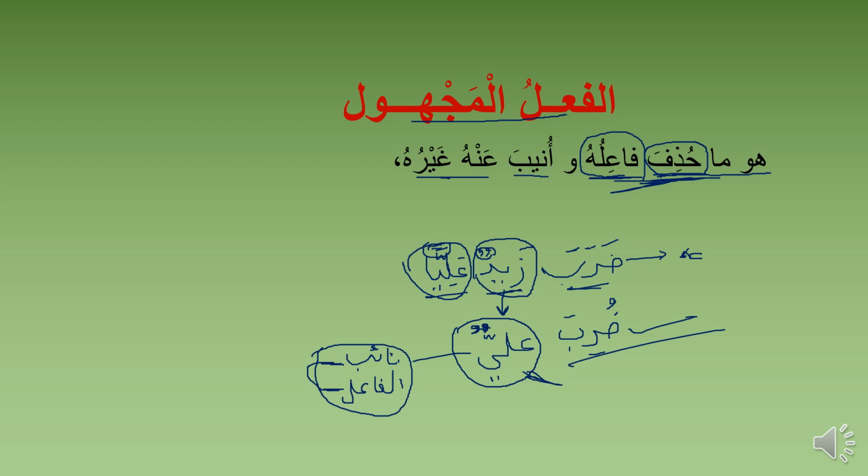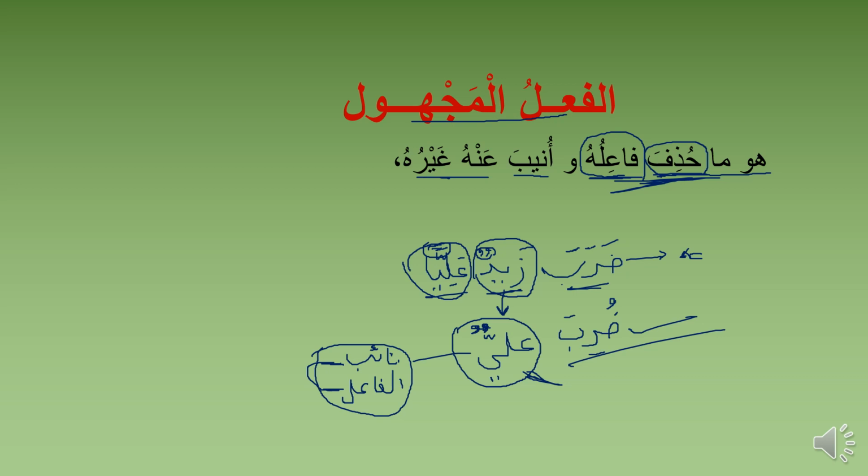Is what? The doer of the action is unknown, or we don't want the audience to know the person who performed the action. There are varieties of reasons why the fa'il is eliminated. The fa'il is not mentioned in the sentence. So there are varieties of reasons.